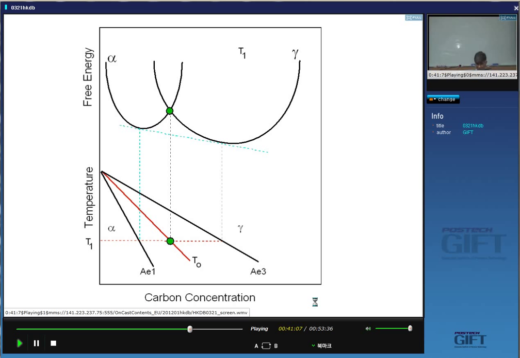This is a very, very important diagram from the point of view of designing steel. So if you're not clear, this is your opportunity. Okay? So if I plot the locus of these points as a function of temperature, I get what's known as the T0 curve. Diffusionless transformation is impossible here, and it's possible in principle if the austenite has a carbon concentration less than the T0 curve. Okay? So now we are going to do an experiment in our head, a thought experiment.